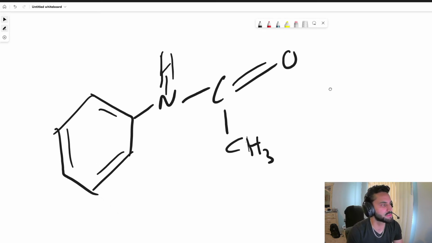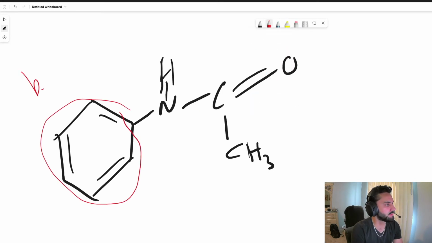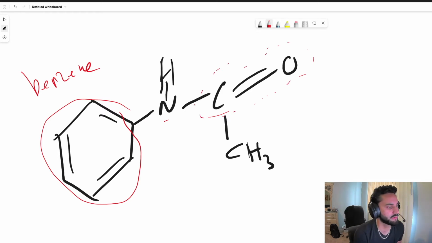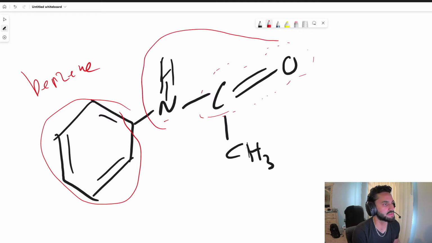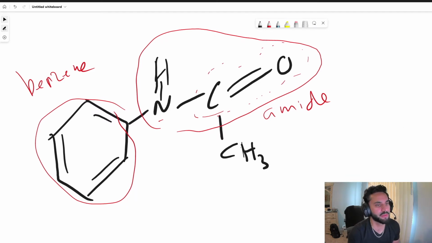Again, you can see that we have an aromatic ring here. Again, this is a benzene ring. The benzene ring is attached to this nitrogen. This time this nitrogen is attached to this carbonyl group here. And this carbonyl group is attached to this carbon as well. So we actually call this group here an amide functional group. Amide. So we have two functional groups here, a benzene and an amide.